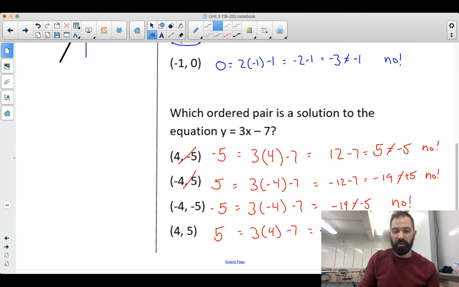And our last one here, when y is 5, x is 4. 3 times 4 is 12. 12 minus 7 is 5. Does 5 equal 5? Well, yes, it does. That would be our solution to that equation. One of the many solutions.